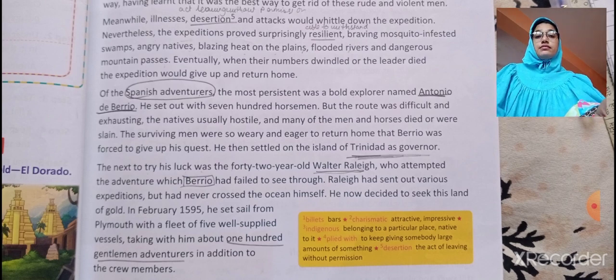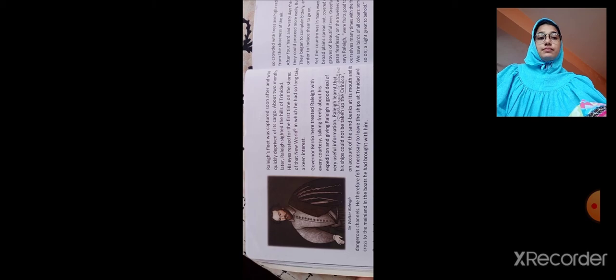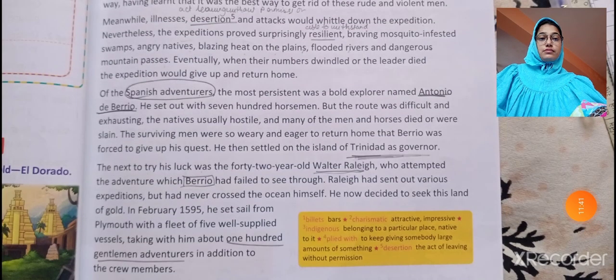Raleigh's fleet was captured soon after and was quickly deprived of its cargo. About 2 months later, Raleigh sighted the hills of Trinidad. His eyes rested for the first time on the shores of that new world in which he had so long taken a keen interest. This new world is Earth's western hemisphere, specifically the Americas.